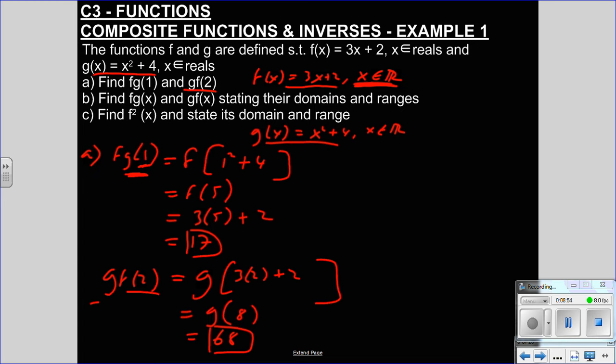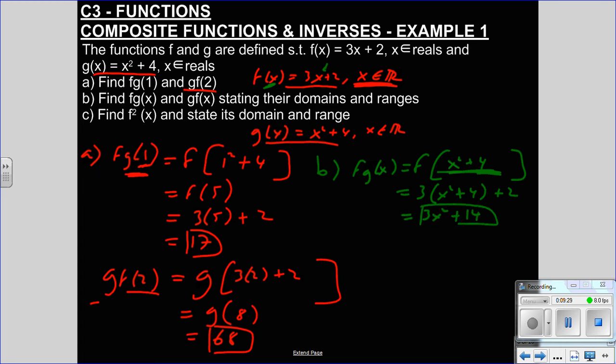Part B. Let's try part B. Right, a bit more difficult this time. State fg of x and its domain and range, and state gf of x and state its domain and range. So fg of x is f of g, and g is x squared plus 4. So whatever's in that bracket replaces my x in here. So this is 3 times x squared plus 4, plus 2. So that's 3x squared plus 12 plus 2, which is plus 14.